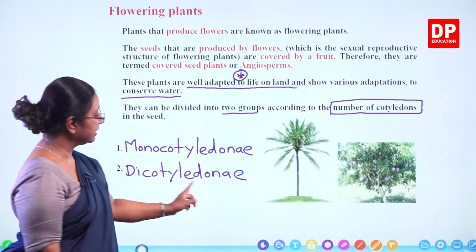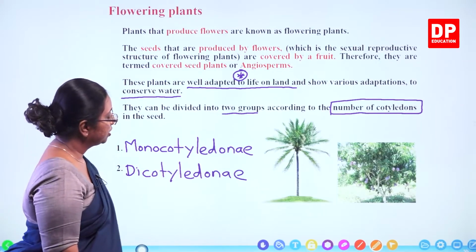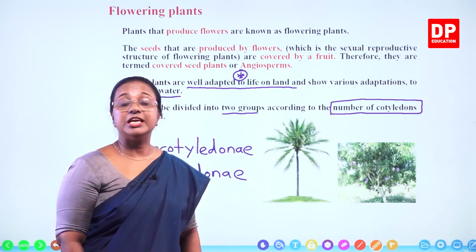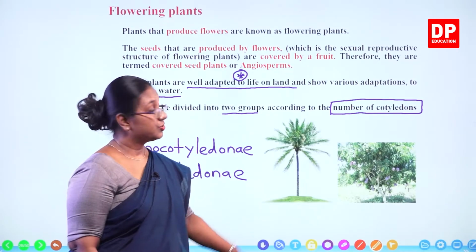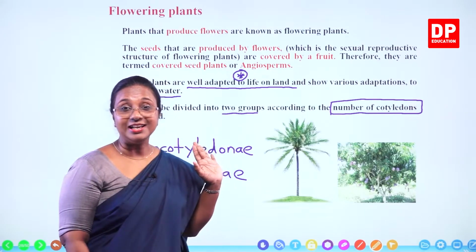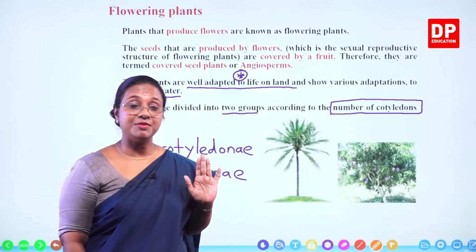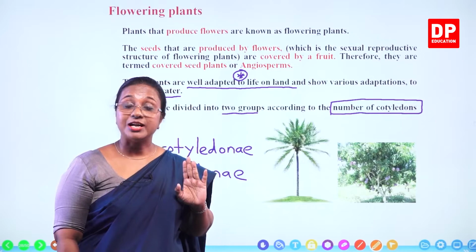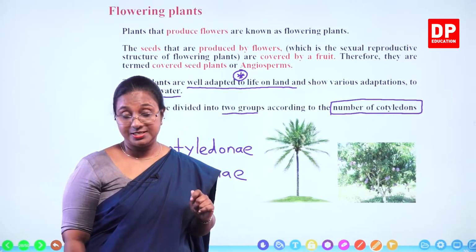Monocotyledonous plants and dicotyledonous plants. So coconut is a monocot plant, whereas mango tree is a dicot plant. I am sure you all remember that and you are familiar with that concept and you know many more examples for these plants. Now we will try to understand their features.